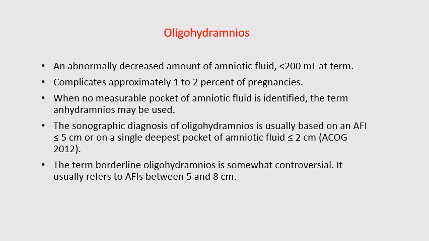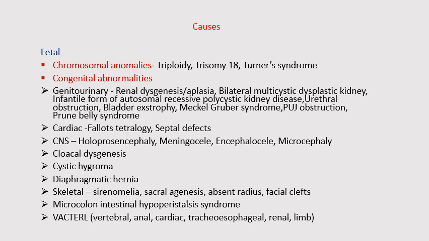Sonographically, an AFI less than or equal to 5 cm or a single deepest pocket of amniotic fluid less than or equal to 2 cm is considered as oligohydramnios. Borderline oligohydramnios, this term is somewhat controversial, but it usually refers to AFI between 5 to 8 cm. So what are the causes of oligohydramnios?